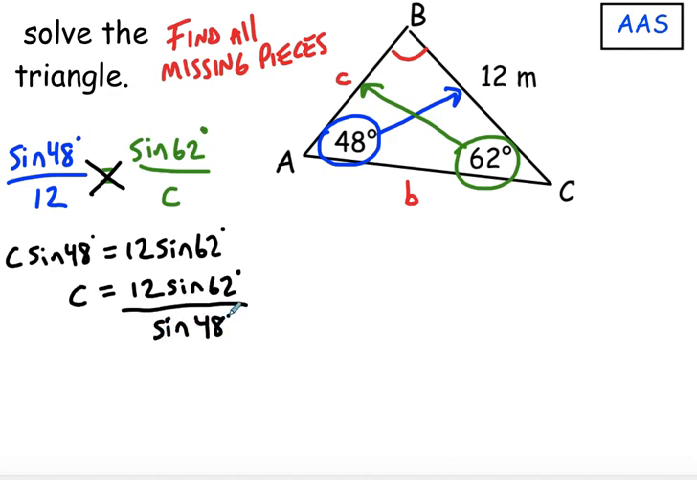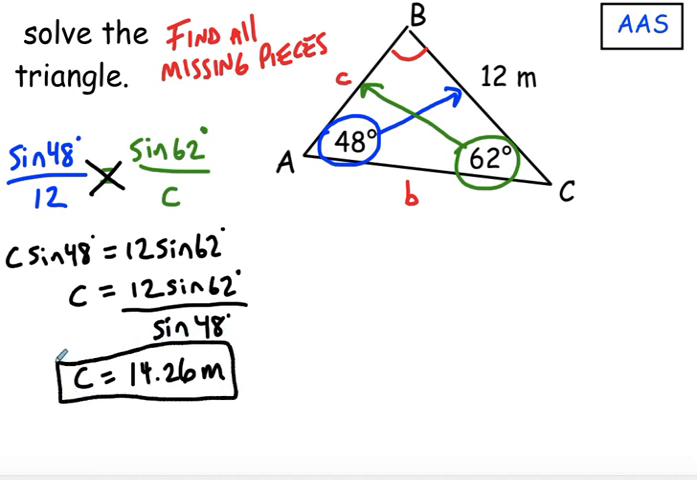Okay, so now type that in your calculator. Make sure that you use the degree symbol. So when you type this in your calculator, you should get 14.26. And you really should try this on your own and make sure you actually do get 14.26. And our sides are measured in meters, so don't forget your units. All right, so we just figured out that C is 14.26. Sometimes it helps to label your picture.